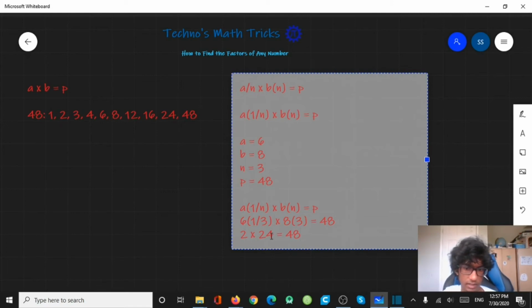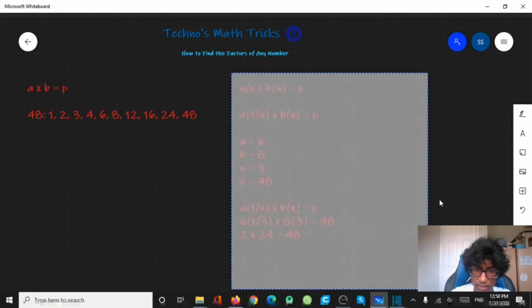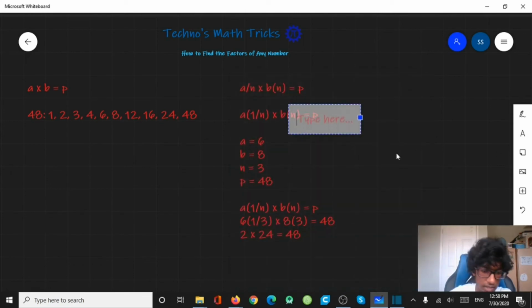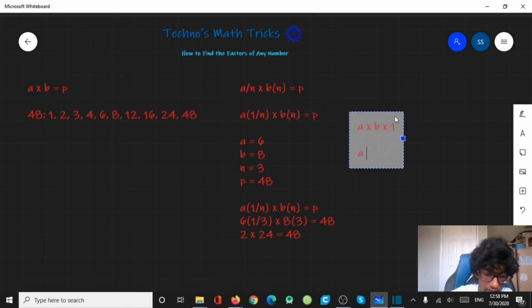There are a lot of applications for this, mostly for finding factors of any number that you don't know. This works with any number, just because of the way it's structured. See, 1 divided by n times n would be equal to 1. So if you simplify that, that would really be a times b times 1, or, simplified further, a times b.